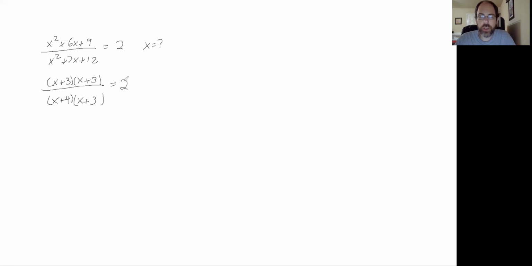So I'll always continue to write the other side of the equal sign. So this expression really could be thought of as this expression. And I happen to notice when I do that, I have an x plus 3 divided by an x plus 3, so these cancel. So now I can say this is really the same thing as x plus 3 divided by x plus 4 is equal to 2.